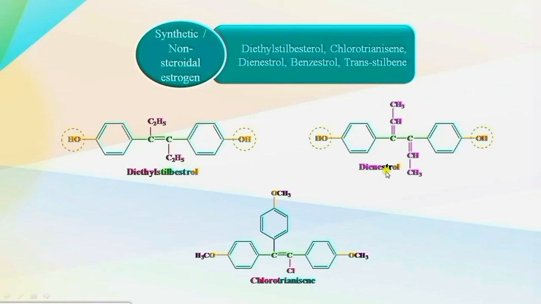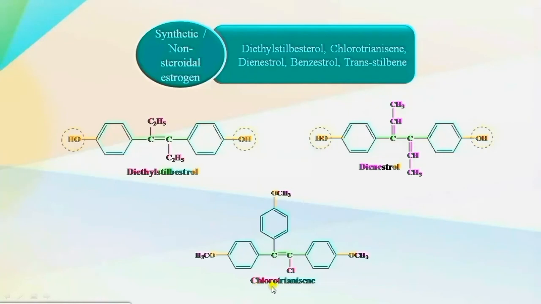Next is dienestrol. Dienestrol has the same structure as that of diethylstilbestrol. The only difference is that this group is attached by a double bond and both the phenol moieties are connected with each other by a carbon single bond carbon bridge, and this moiety is attached to this carbon by a double bond, and this moiety is also attached by a carbon double bond.